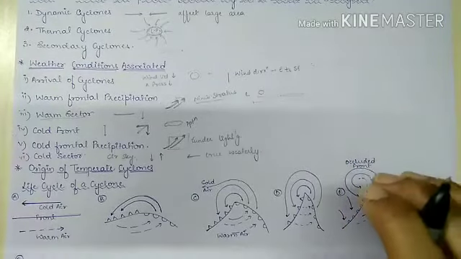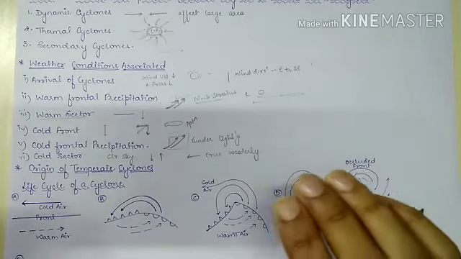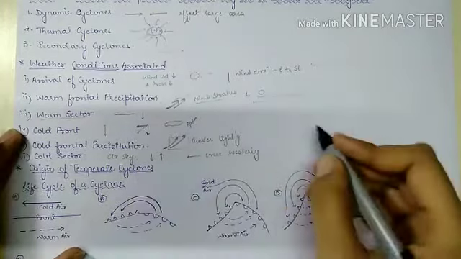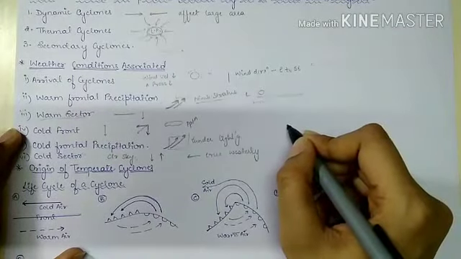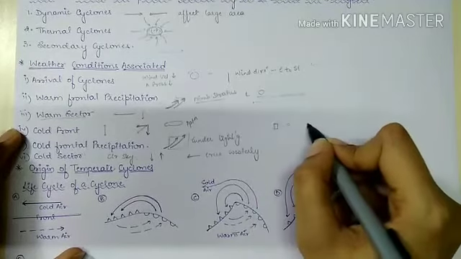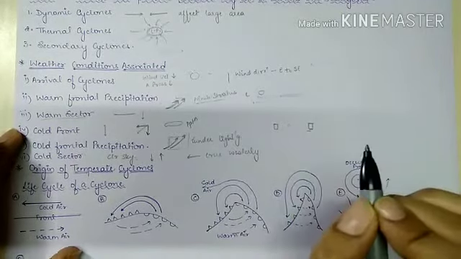After the occlusion of the cyclone, the weather conditions of the pre-cyclone period are again set. So after all this happens, after the cyclone is gone, the weather conditions which were prevailing earlier are set again as they were.